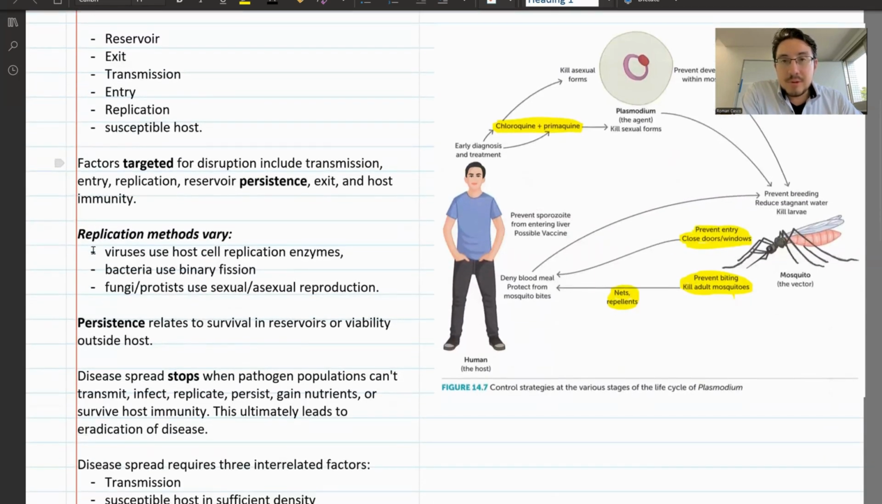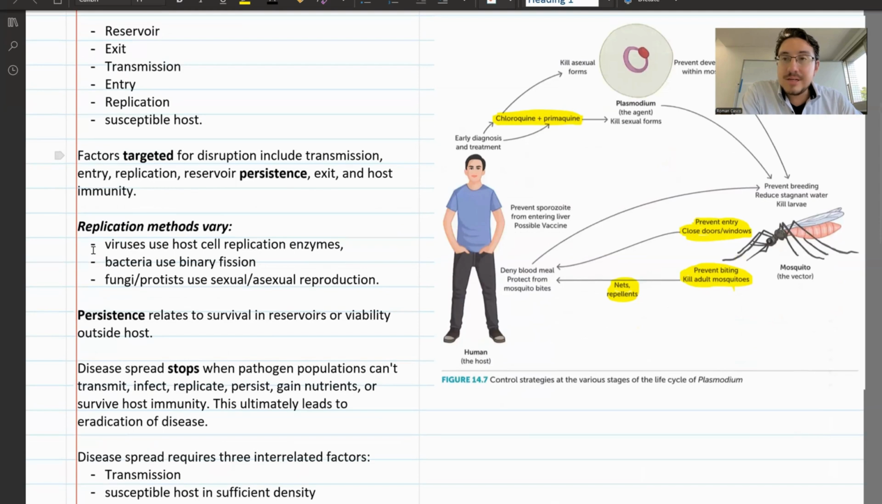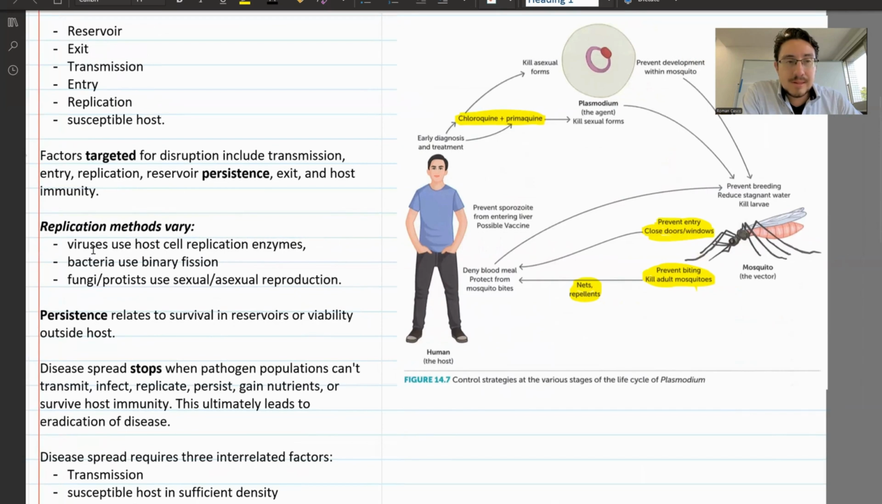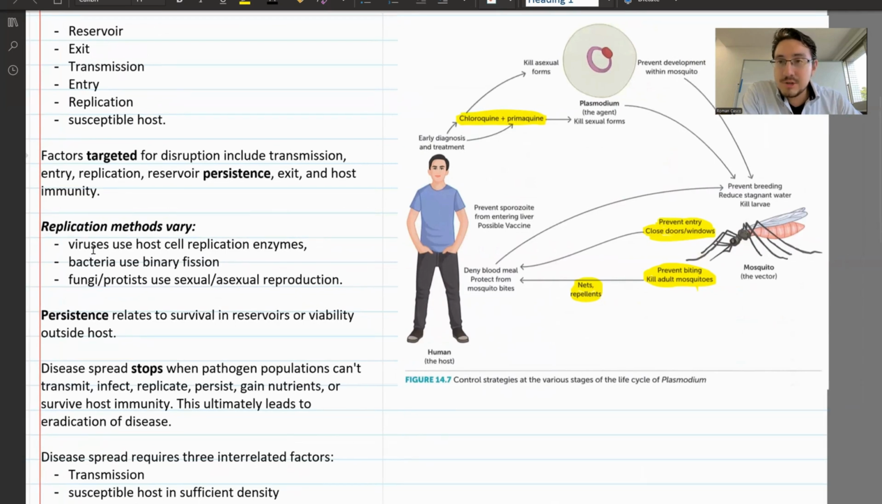Now, of course, the method of replication and reproduction does vary between a protozoan and fungi and a virus and a bacteria. So, depending on the pathogen you're interested in, you need to figure out what type of methods you can use.